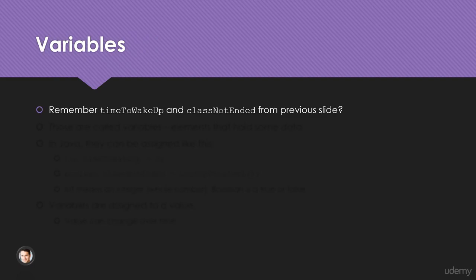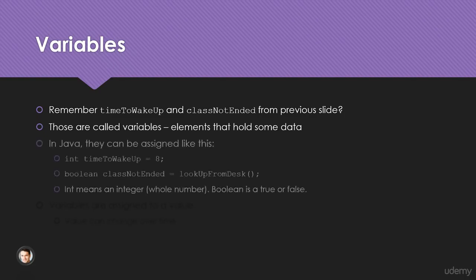And so you saw time to wake up and class not ended from the previous slide. These are called variables. So they're elements in the programming language that hold some data. In Java, they can be assigned like this. So you say int time to wake up is 8. The Boolean class not ended is a function call called lookup from desk. So int means an integer. It's a whole number. A Boolean is a type of variable that has only 2 values. It can be either true or false. So it's used to check for conditions.